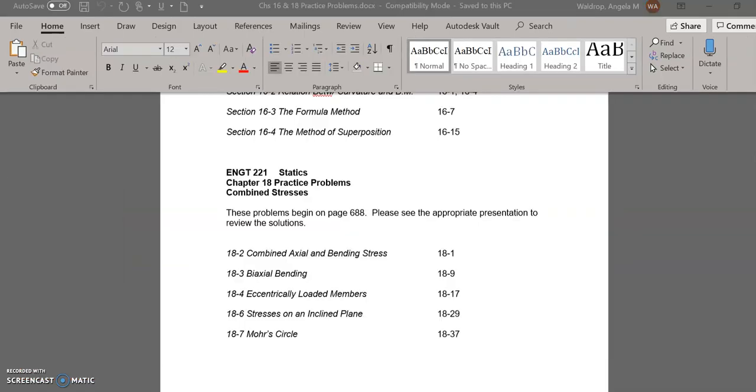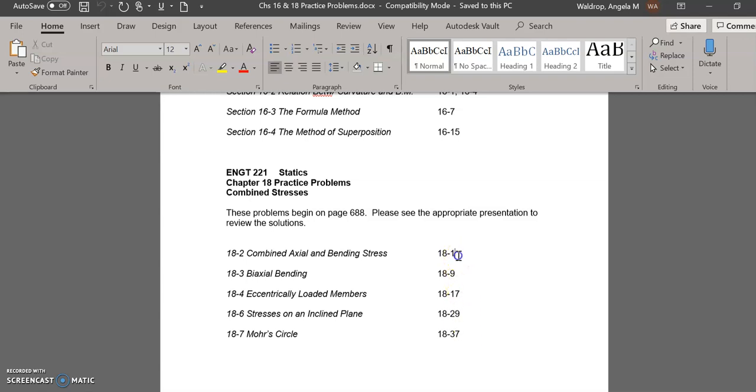Okay, so now we're going to move on to Chapter 18, Combined Stresses. You'll see that there are several problems that I have listed on the practice. You don't have to do all of them. We're going to worry about three of the problems. We're going to worry about number 1, which is combined loading. We're going to look at number 29, which is stresses on an inclined plane. And we're also going to look at Mohr's circle.